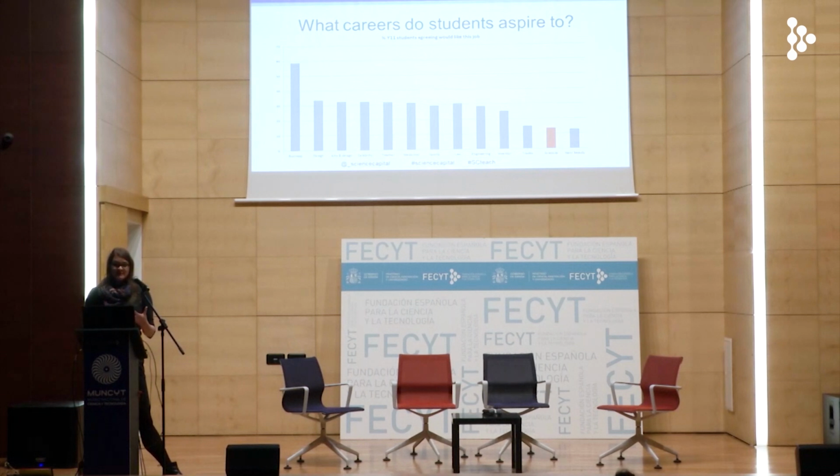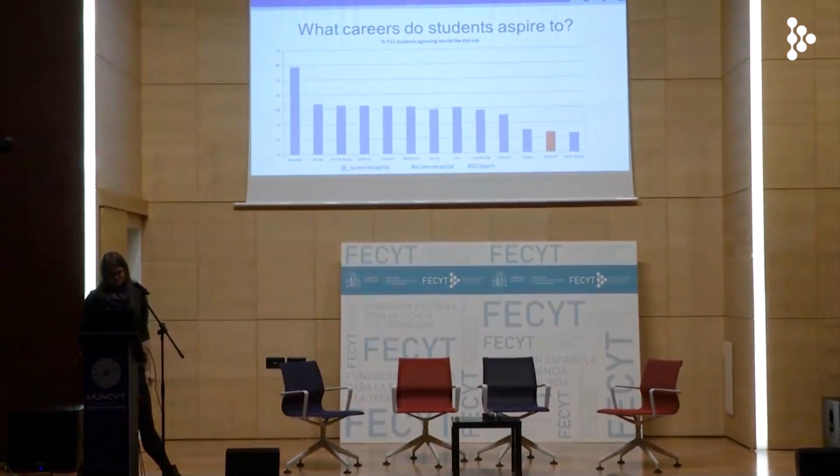So what do young people in the UK aspire to do? Business seems to be particularly popular, and that's followed by working in design, becoming a celebrity, becoming a teacher, doctor, lawyer, and the scientist comes much later down.